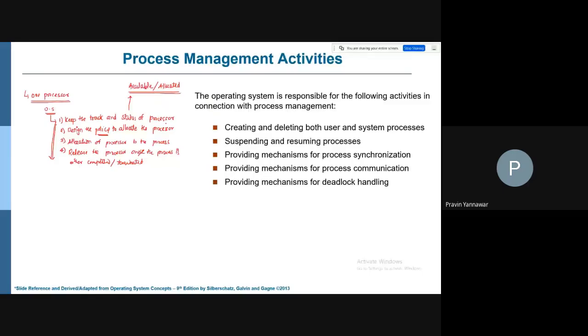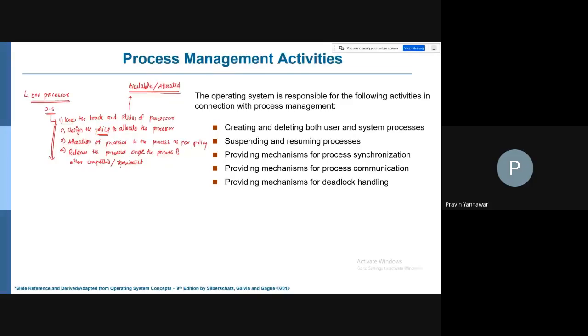First, as far as management of the processor is concerned, you need to keep track and status of the processor. You need to design the policy to allocate the processor, like to whom you are going to allocate, how you are going to allocate, when you are going to allocate, and so on. Allocation of the processor should be done as per the policy, and release the processor either when the process is completed or it is being terminated. In between that, you cannot release the processor.